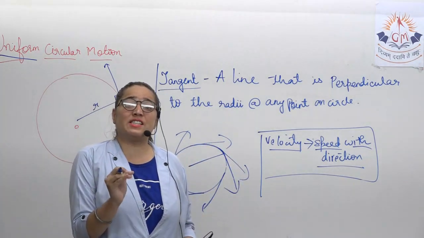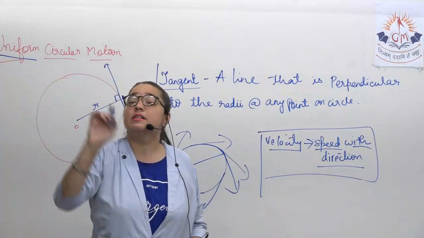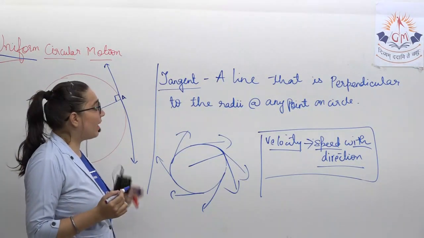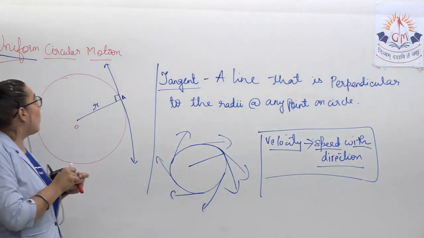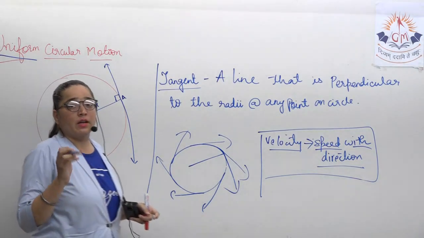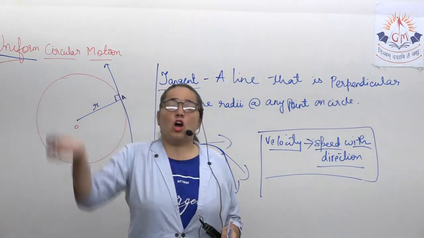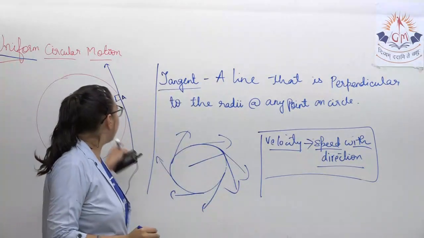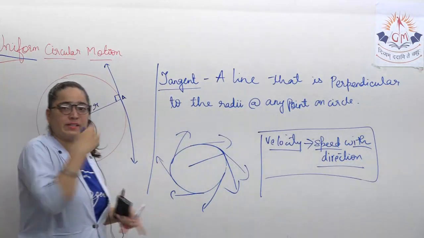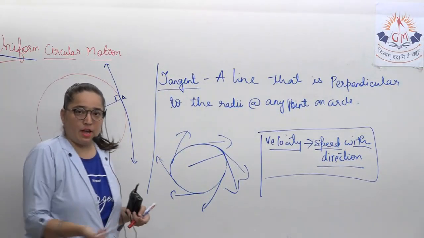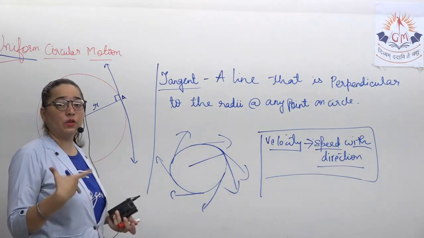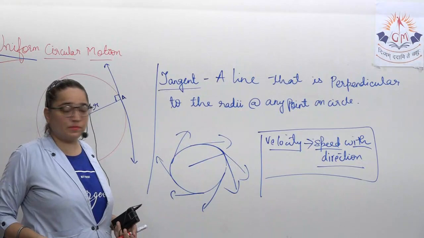Object is moving with constant speed on which type of path? Circular path. So this is how the concept is defined. So what is uniform circular motion? The motion in which object moves on a circular path with some fixed speed. Okay, then that is called uniform circular motion.